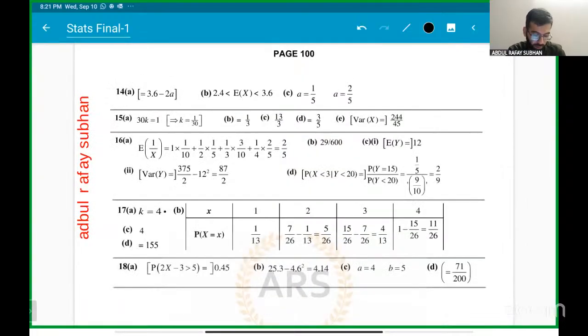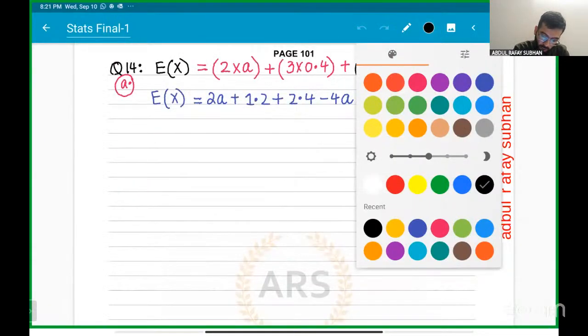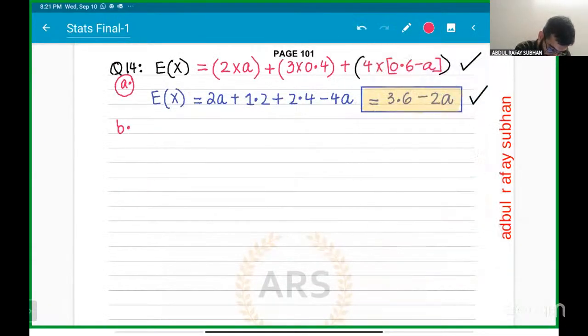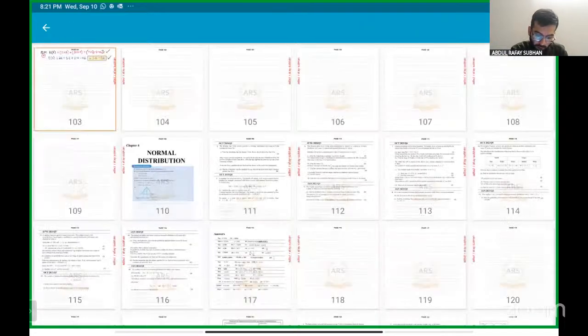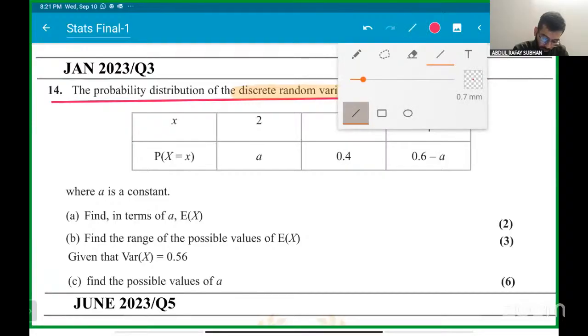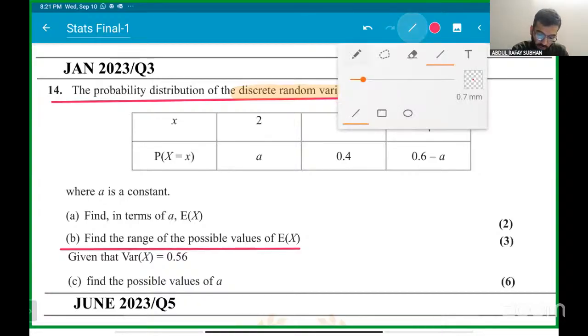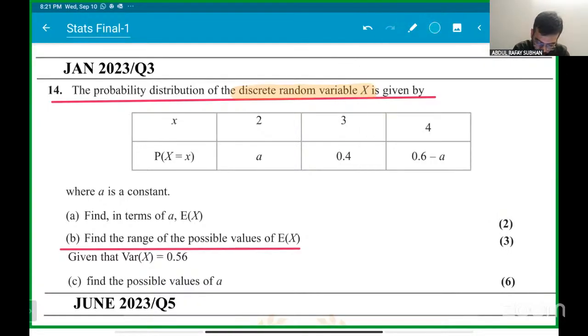Is everyone getting it? Fully understood? Yeah. Then any questions? Then let's talk about part B. Part B is, I think, worth 3 marks. This one is difficult and tricky. Follow carefully. We have to find the range of possible values of the mean, the expected value. So this one has to be dealt with carefully.